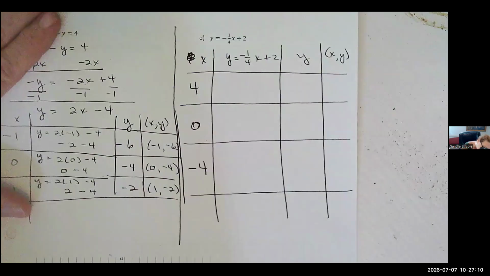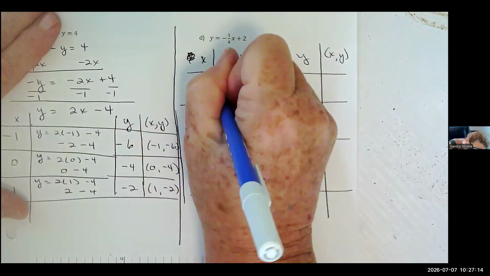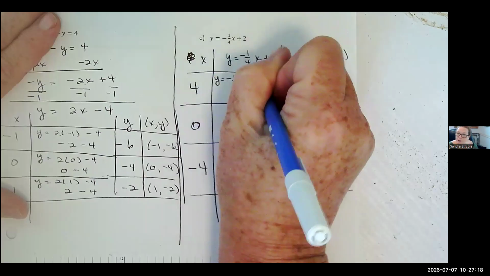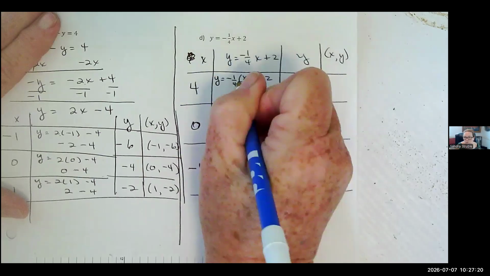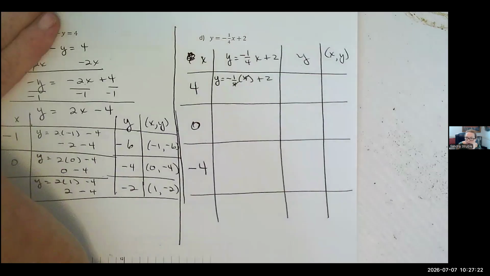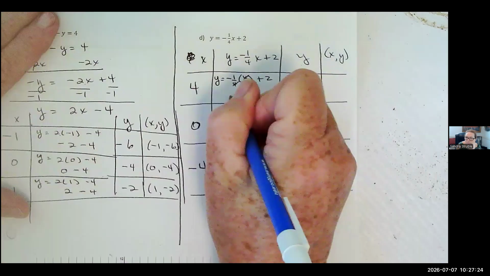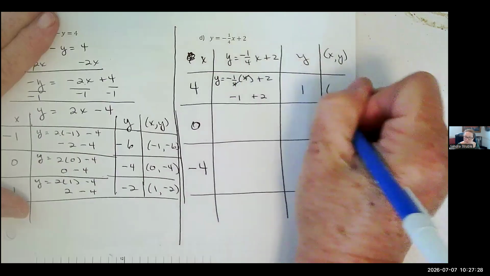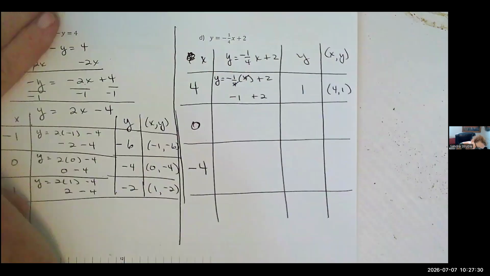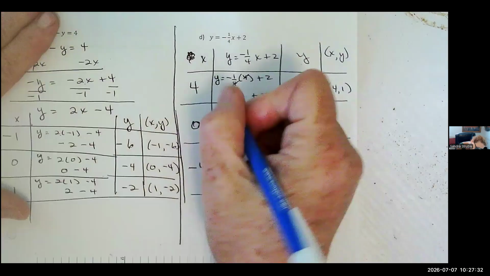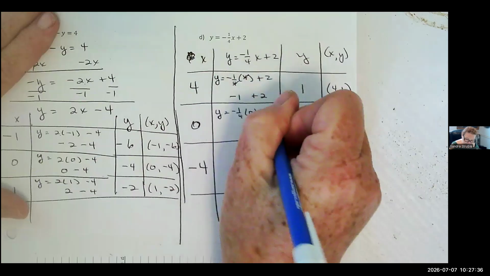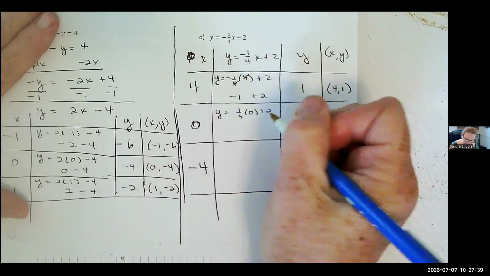Let me show you why. y equals negative 1/4 times 4 plus 2. These two reduce. Boom, gone. We're left with negative 1 plus 2, which is 1. So (4, 1) is my first point. 0 is easy. y equals negative 1/4 times 0 plus 2. Negative 1/4 times 0 is just 0, plus 2, which is 2. So (0, 2) is my second point.